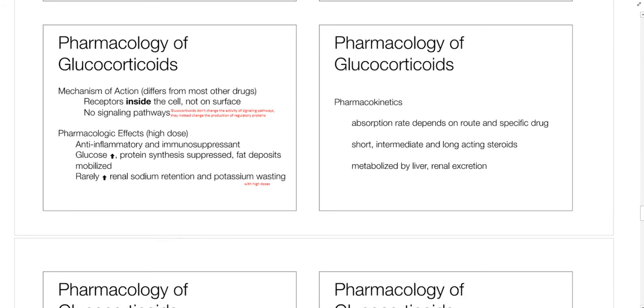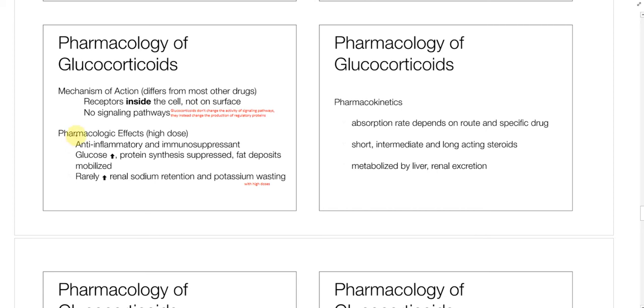So when giving it at pharmacologic doses, we're going to have the glucocorticoids. Well, actually, this is pharmacologic or physiologic. The receptors that glucocorticoids affect are actually inside the cell rather than being on the surface. And they don't actually change the activity of signaling pathways. What they do instead is change the production of regulatory proteins, so proteins that are used to regulate other processes throughout the body. I have no idea why that would be important for us in the clinical setting, but in case we need to know it.